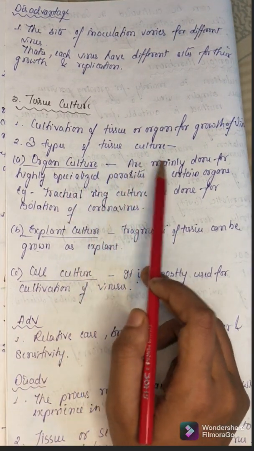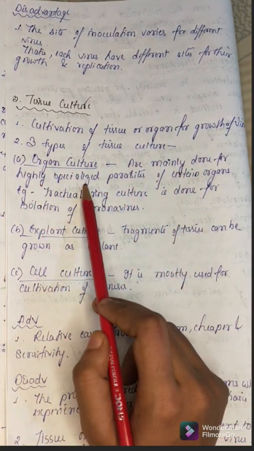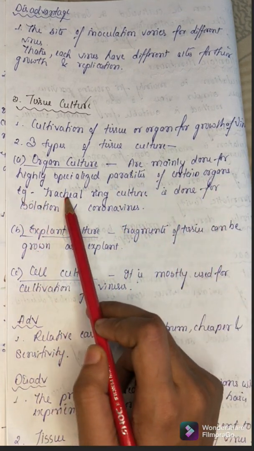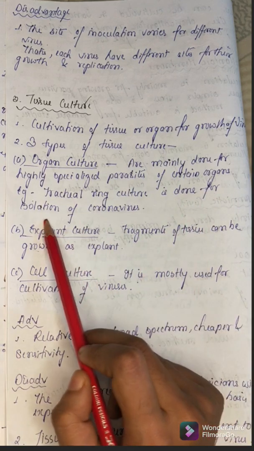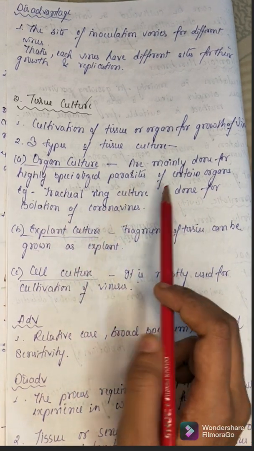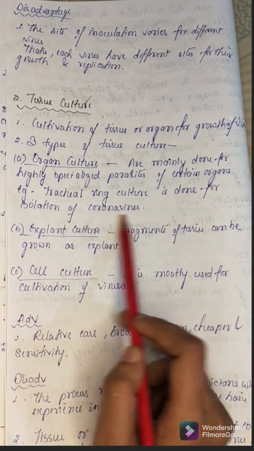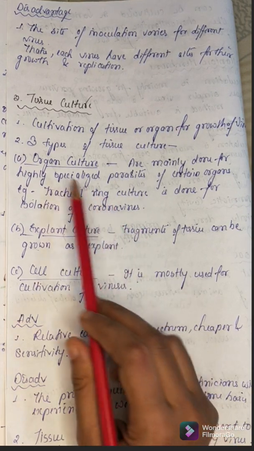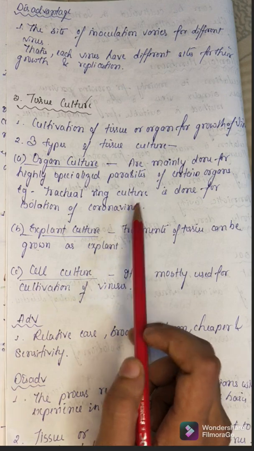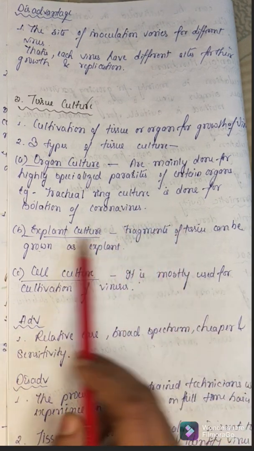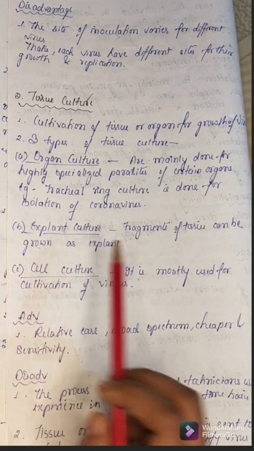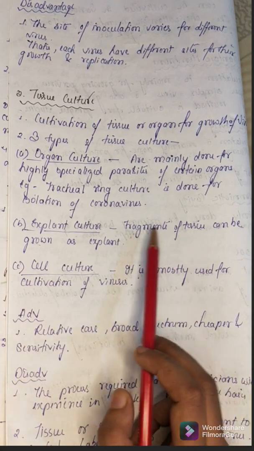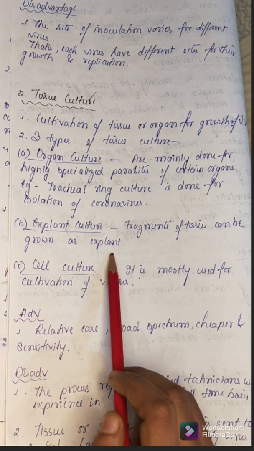In organ culture, it is mainly done for highly specialized parasites of certain organs. Example, tracheal ring culture is done for isolation of coronavirus. So for coronavirus, we use the organ culture method to cultivate it. In explant culture, fragments of tissue can be grown as explants.